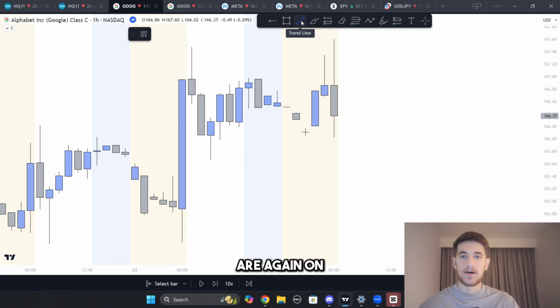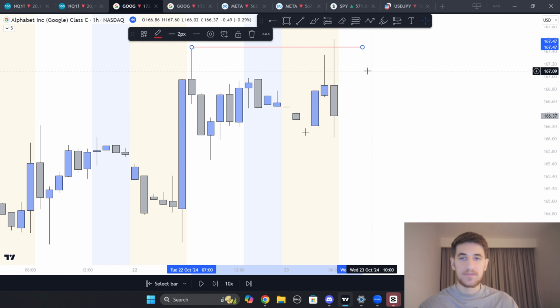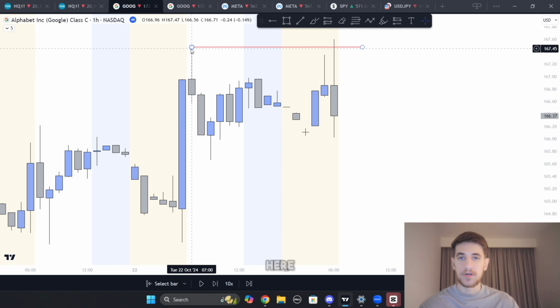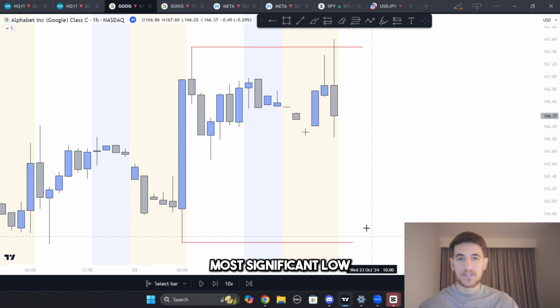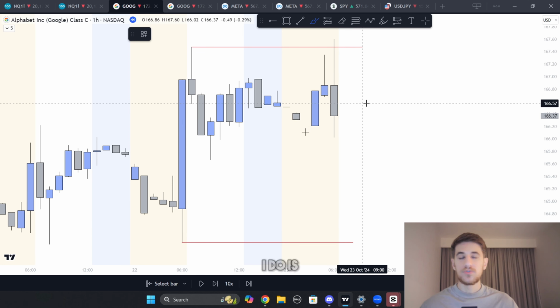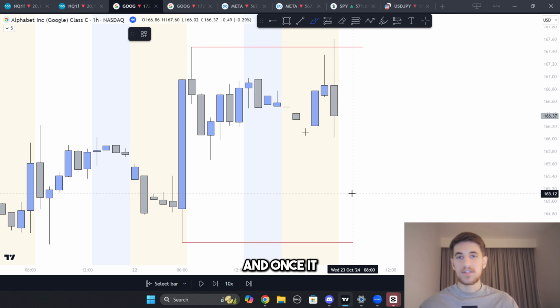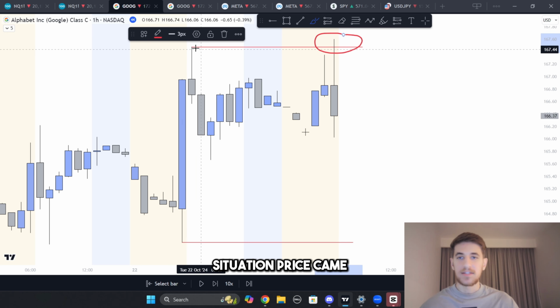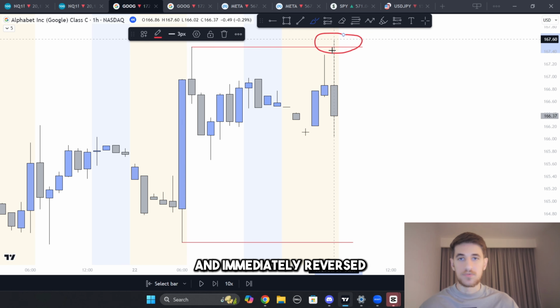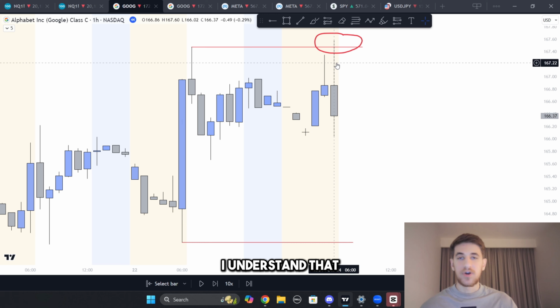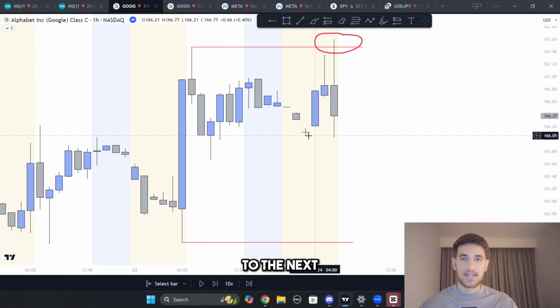So here we are again on the 1 hour time frame, and very simply all I'm marking out is the most significant high, which in this case is all the way up here, and I'm also marking out the most significant low on this setup. So again, all I do is I wait for price to either take out the high or the low on this setup, and once it does, that's when I understand my market direction. So in this situation, price came and took out the high and immediately reversed right back down. So now I understand that price wants to move lower to the next level of liquidity.